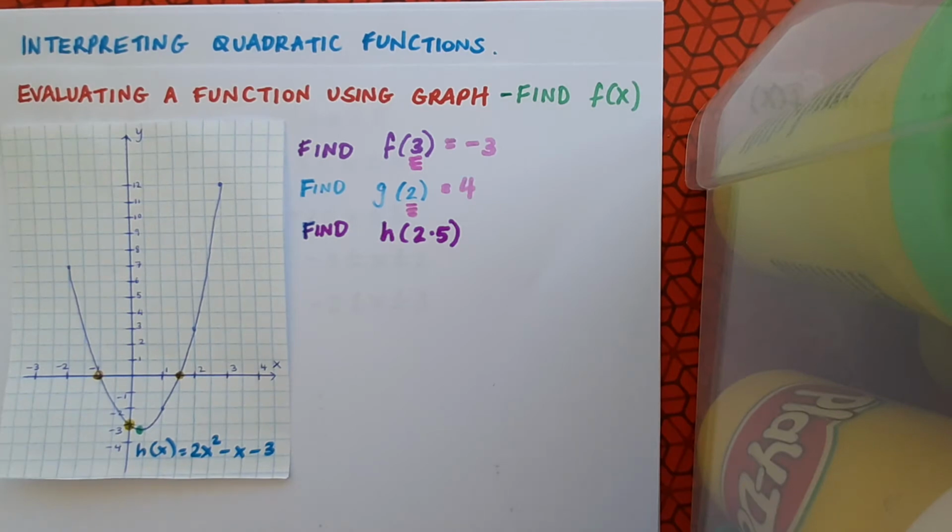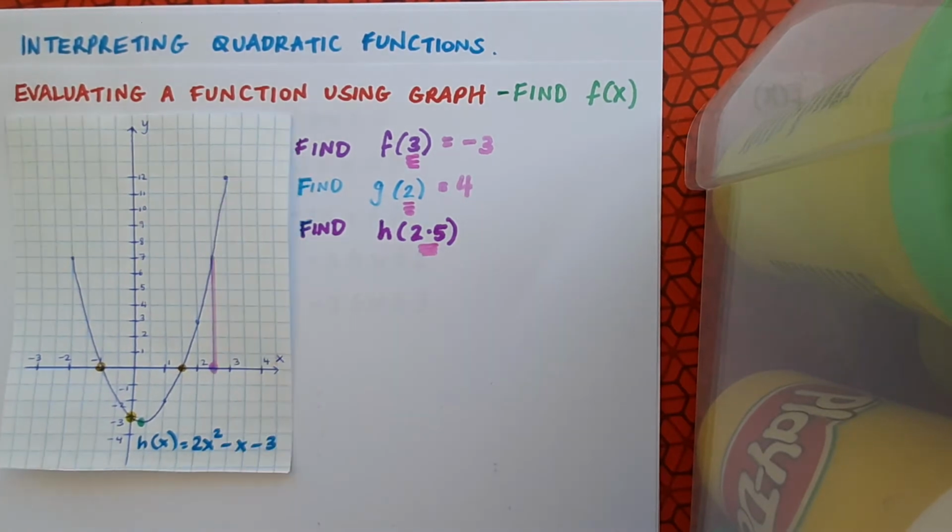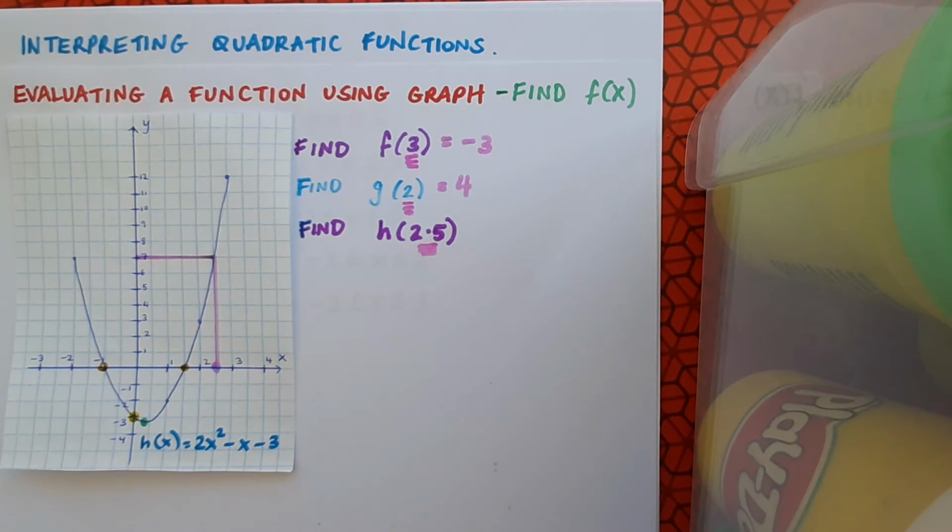Here I have the h function. I'm being asked to find h of 2.5. I go to 2.5 on the x-axis, I draw a vertical line through it, I identify where that line and the curve meet, and then I draw a horizontal line to the y-axis. In this case my solution is 7.